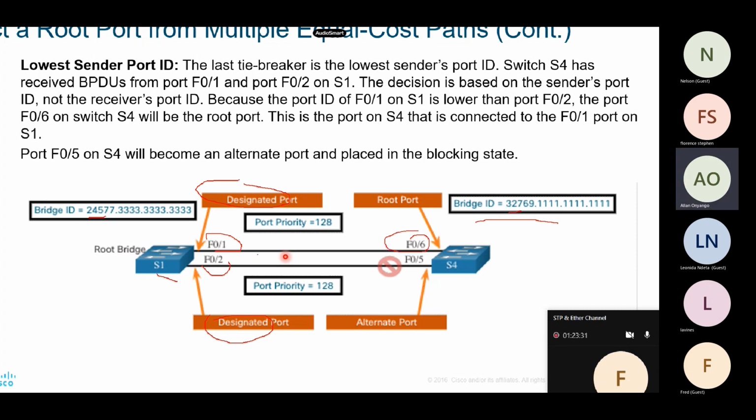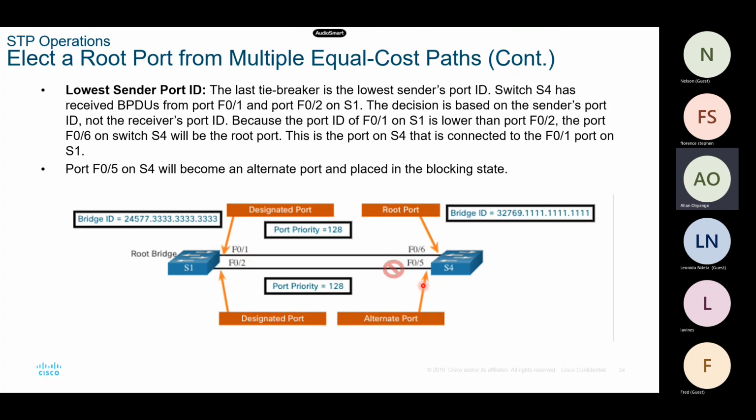Because it has the lowest sending port ID from the root bridge, F01, which is sending to F06, F06 is identified with the lowest sender's port ID. So this is going to become the root port, and we're going to block the remaining one. F05 is going to be the alternate port. Very interesting stuff here. That's how we break the tie. That's how we prevent STP from ever forming layer 2 loops in this particular network.